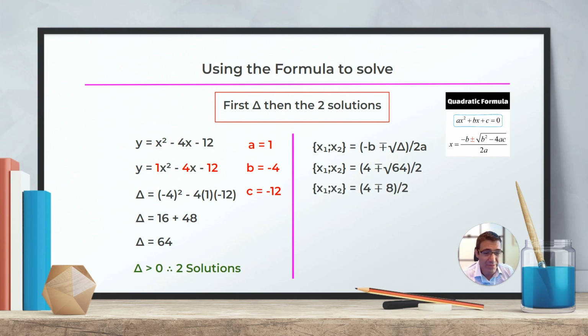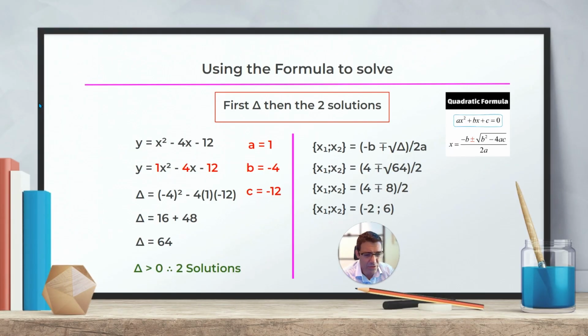So 4 plus or minus 8 divided by 2. Now I would recommend you do 4 minus 8 first, which is negative 4. Negative 4 divided by 2 is negative 2. And then 4 plus 8 is 12. 12 divided by 2 is 6. So these are your two solutions.